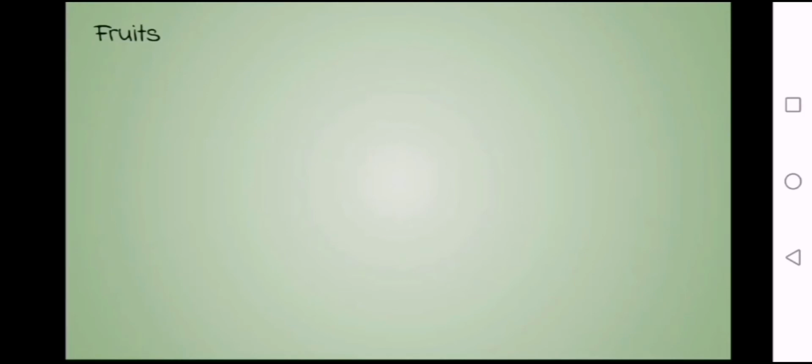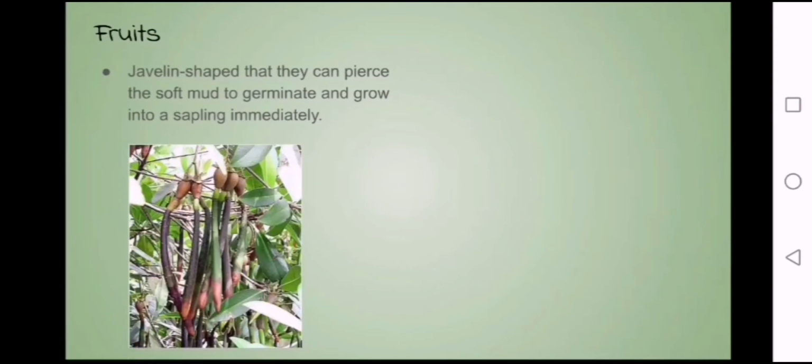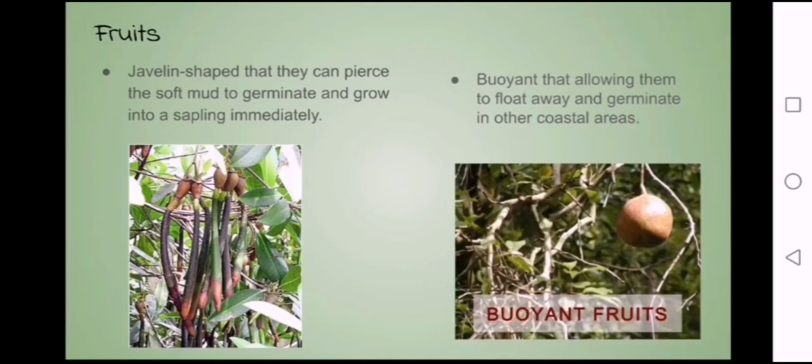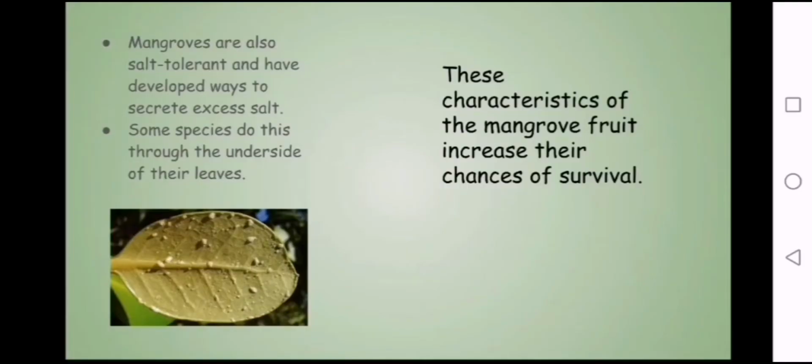Mangroves also adapt to their environment in other ways. Some mangrove roots are javelin-shaped, so they can pierce the soft mud to germinate and grow into a sapling immediately. Some fruits are buoyant, allowing them to float away and germinate in other coastal areas. These characteristics of the mangrove fruit increase their chance of survival.